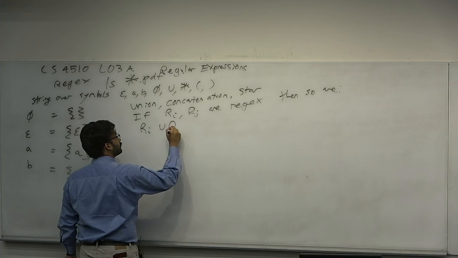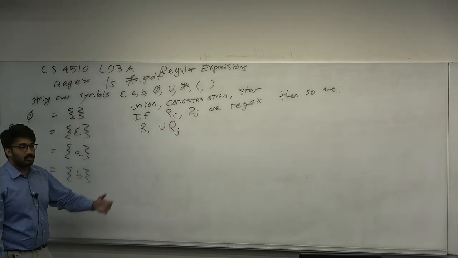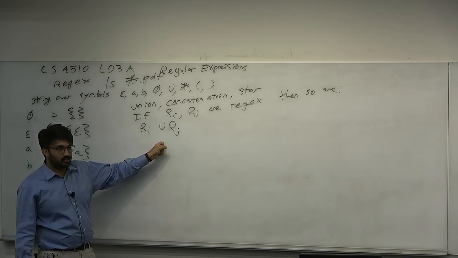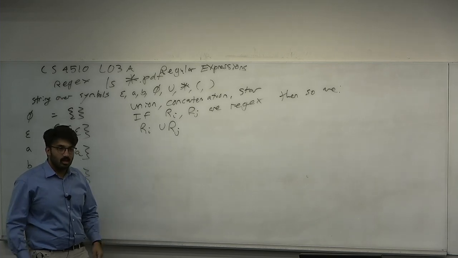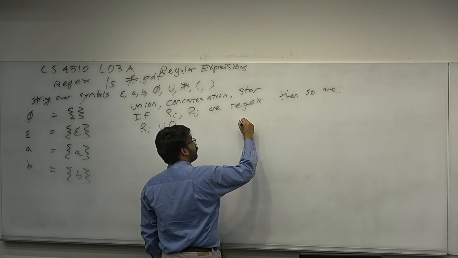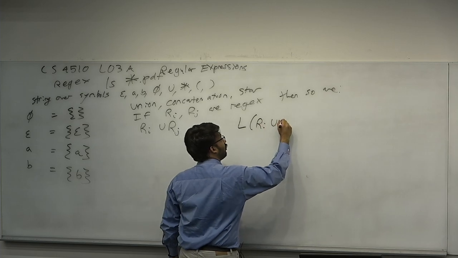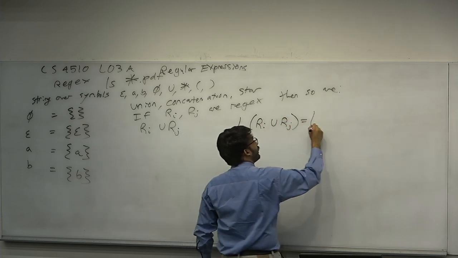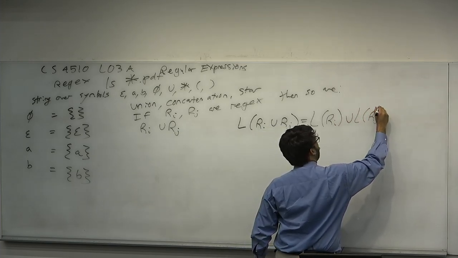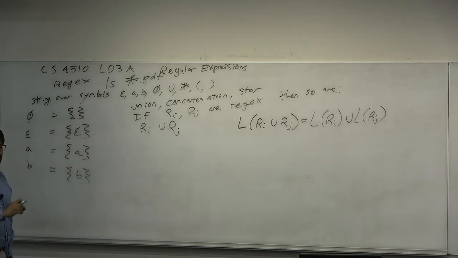Ri union rj. Now this is a sequence of symbols containing the union symbol. This is a program. This is a string. This string contains the union symbol, but it corresponds to the language of those. So the language of ri union rj is equal to the language corresponding to ri union the language corresponding to rj.